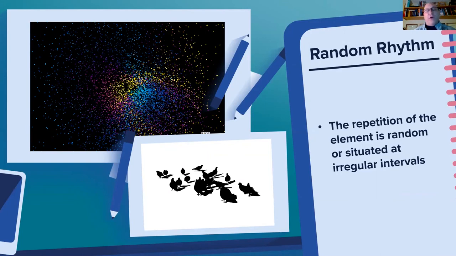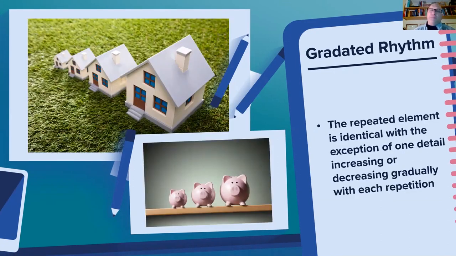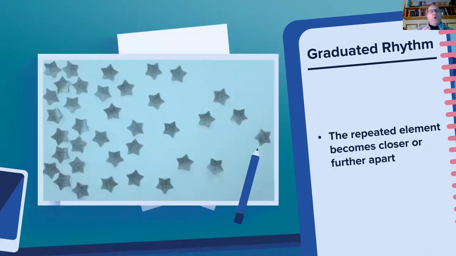We have those dark images of the pigeons down below. They're all over the place, but it's what they call a random rhythm. Gradated rhythm, it's basically going from large to small, small to large. Basically, that's it. And graduated rhythm, we're going from something that's very condensed down to something very narrow or small.